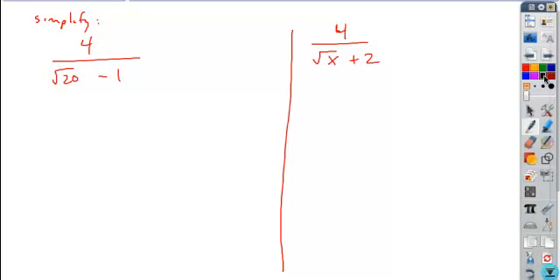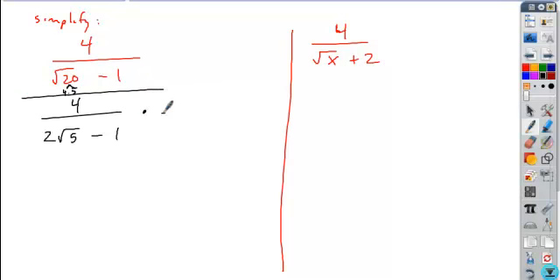Okay, so in looking at this first one, step 1, you simplify your radicals. Can we simplify root 20? Yeah, so I'm going to go ahead and do that first. What perfect square factor can you remove from 20? You get 4 times 5. The square root of 4 comes out as a 2, root 5 minus 1. So here's our new fraction, 4 over 2 root 5 minus 1.